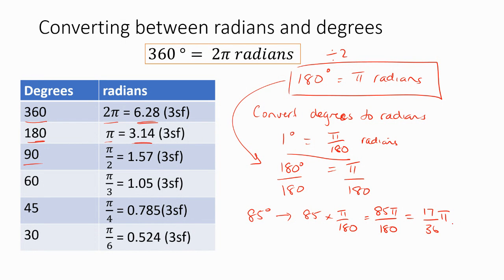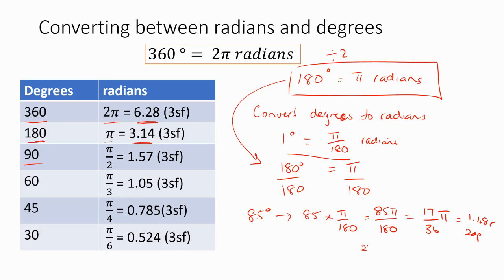If you want to change that to a decimal answer, all you do is go 17 over 36 times by pi, and that will give you 1.48, to 2 decimal places, and my answer's in radians. And we use a little r to describe that one. So let's try another one.